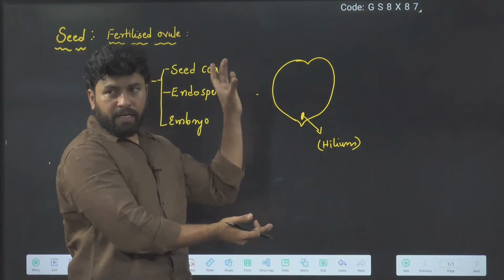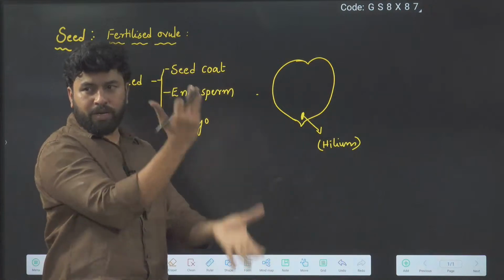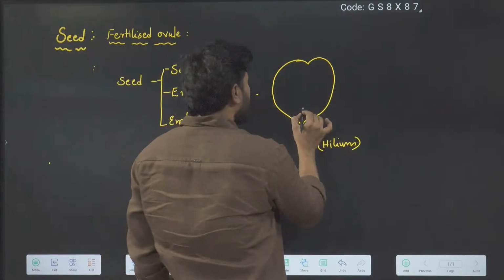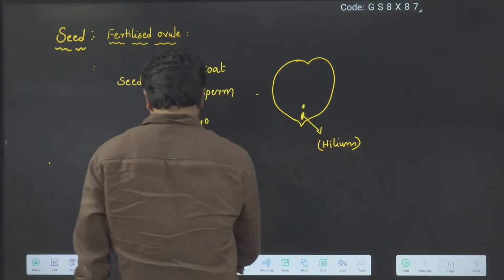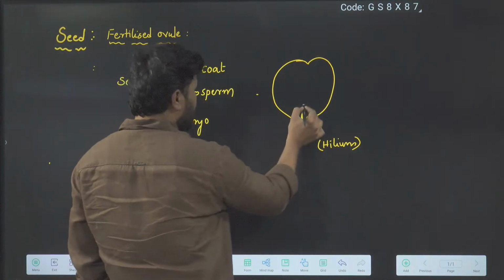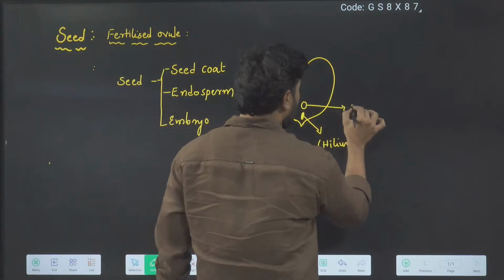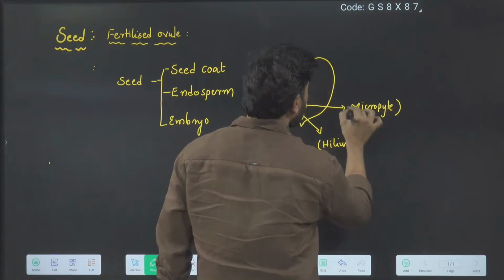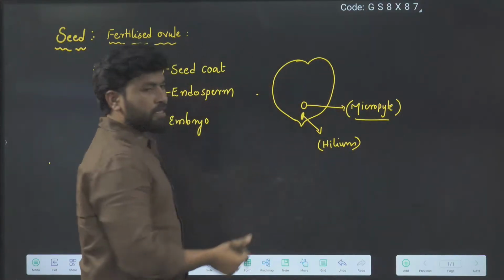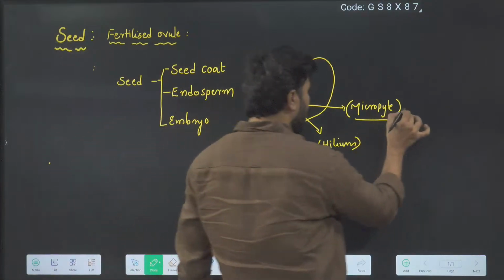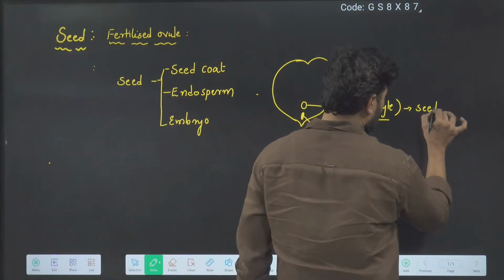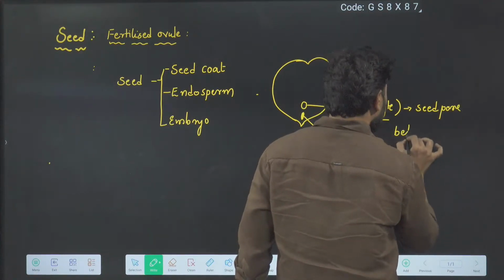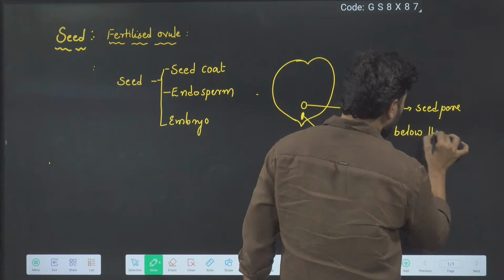Think about this. I am arranging the seed in up and down order. This is the order that is given in our NCERT book. Below the hilum, there is a small pore present on the seed coat. That small pore, we call micropyle. Actually, when it was in the form of ovule, this was called micropyle. Now we will call it seed pore. It is present below the hilum. Careful, below the hilum.